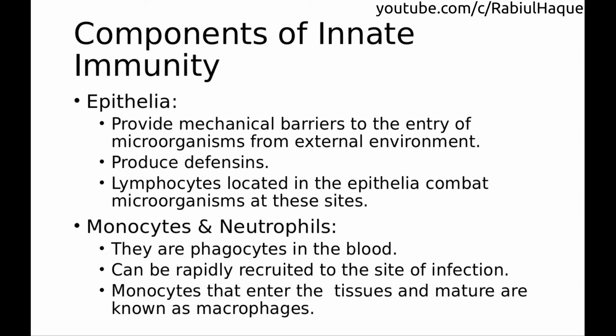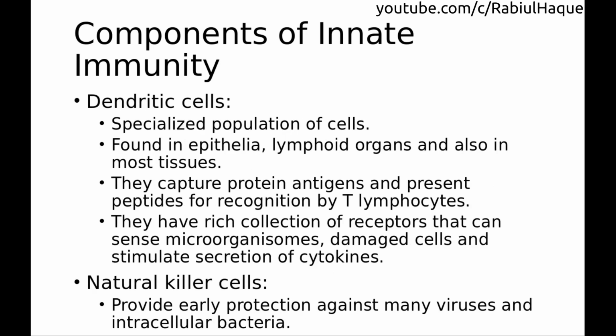The next cell that we will talk about is monocyte, and also we will talk about neutrophils. Now, they are phagocytes in the blood. They can be rapidly recruited to the site of infection. And the last bullet point is very important. Monocytes that enter the tissue and mature are also known as macrophages.